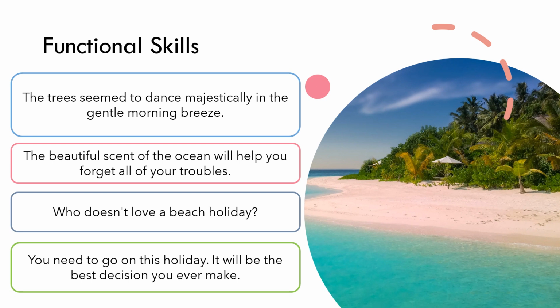And the final one, you need to go on this holiday. It will be the best decision you ever make. So if you think about our previous example, when we were thinking about the camping holiday, the word that was used there to describe the camping holiday was worst, which is the opposite kind of word to this one. They're both superlatives because you can't get better than the best, because bestest doesn't make sense. When it was describing the camping holiday, it used the word worst, which is a superlative, and in this example we use the word best, which is a more positive superlative as well.